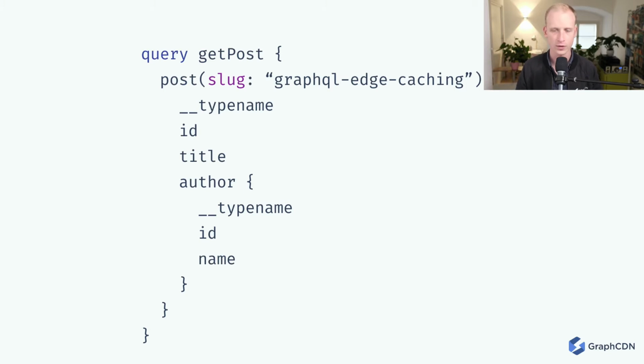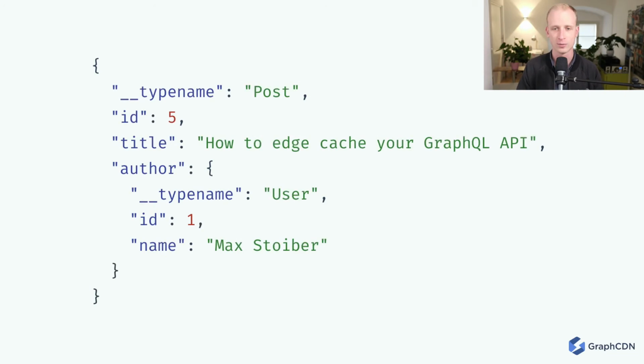Why does that matter, and what does it do? Well, once the server has resolved all of this data, they've resolved the post, they've resolved the author, and sent it back to the client, this is what actually comes back from the server. Of course, you get the data that you were querying for, the post's ID and title and the author's ID and name, but what you also get is the type name of the object that you're fetching.